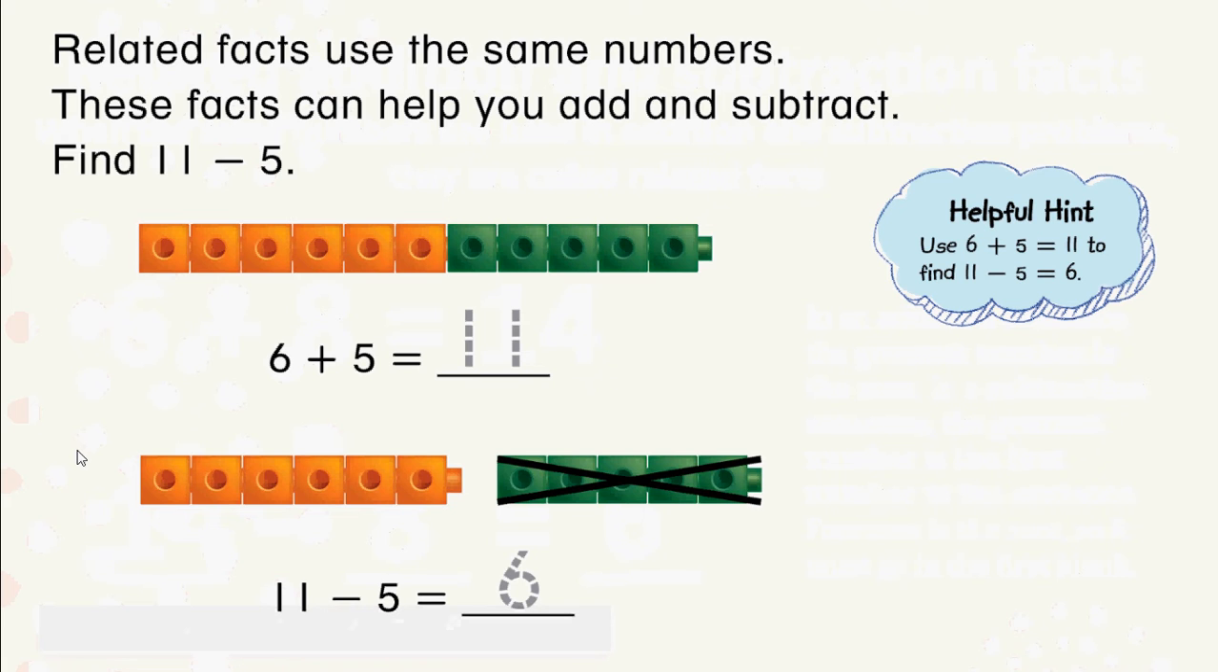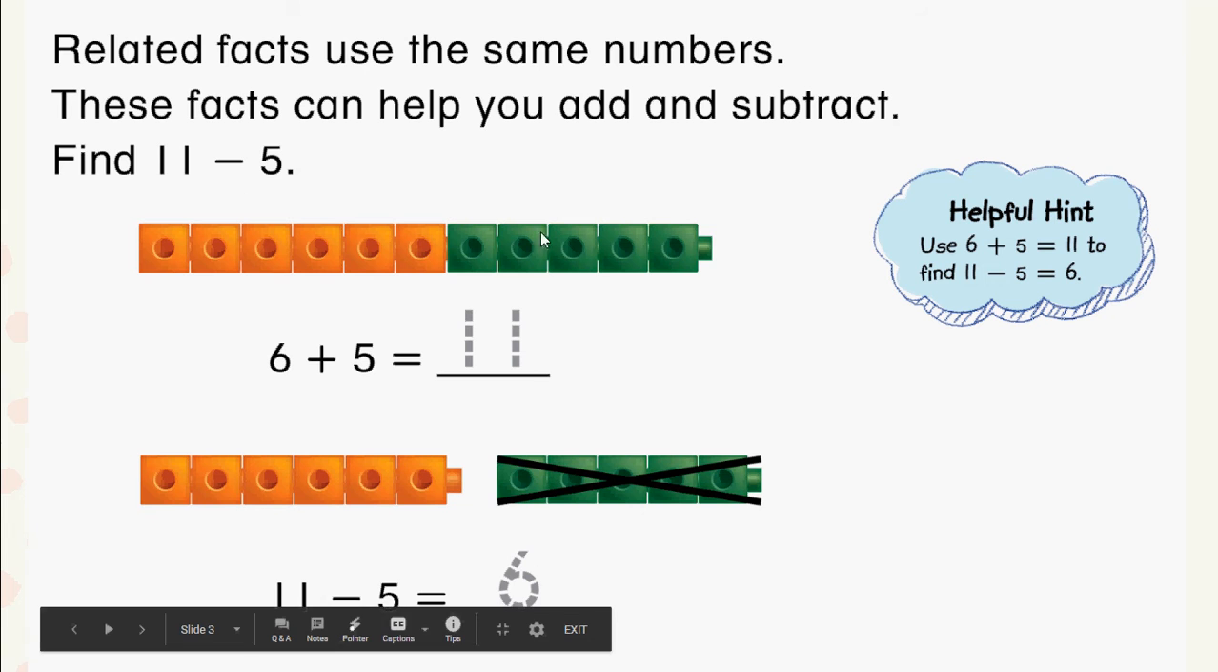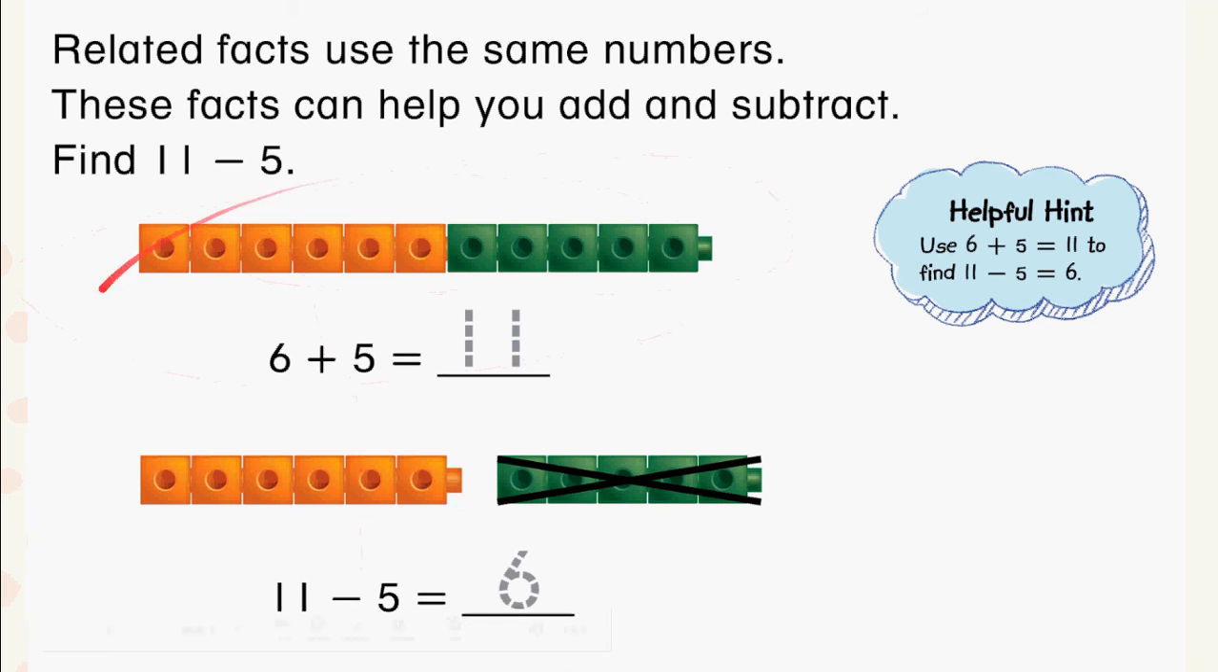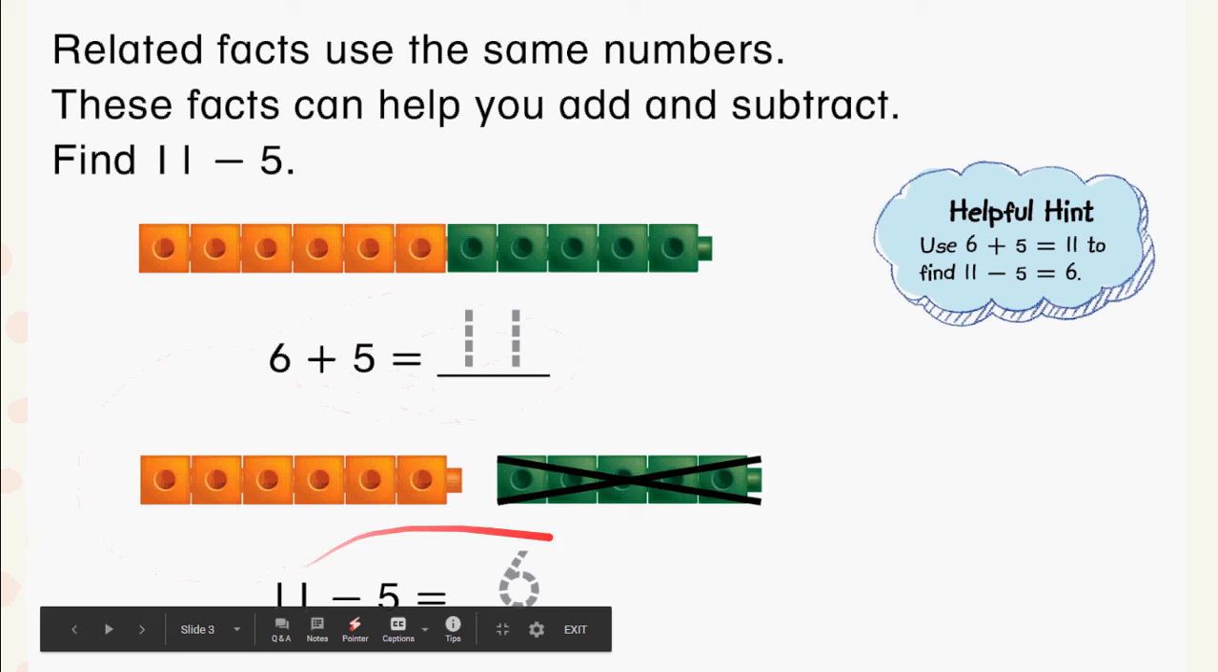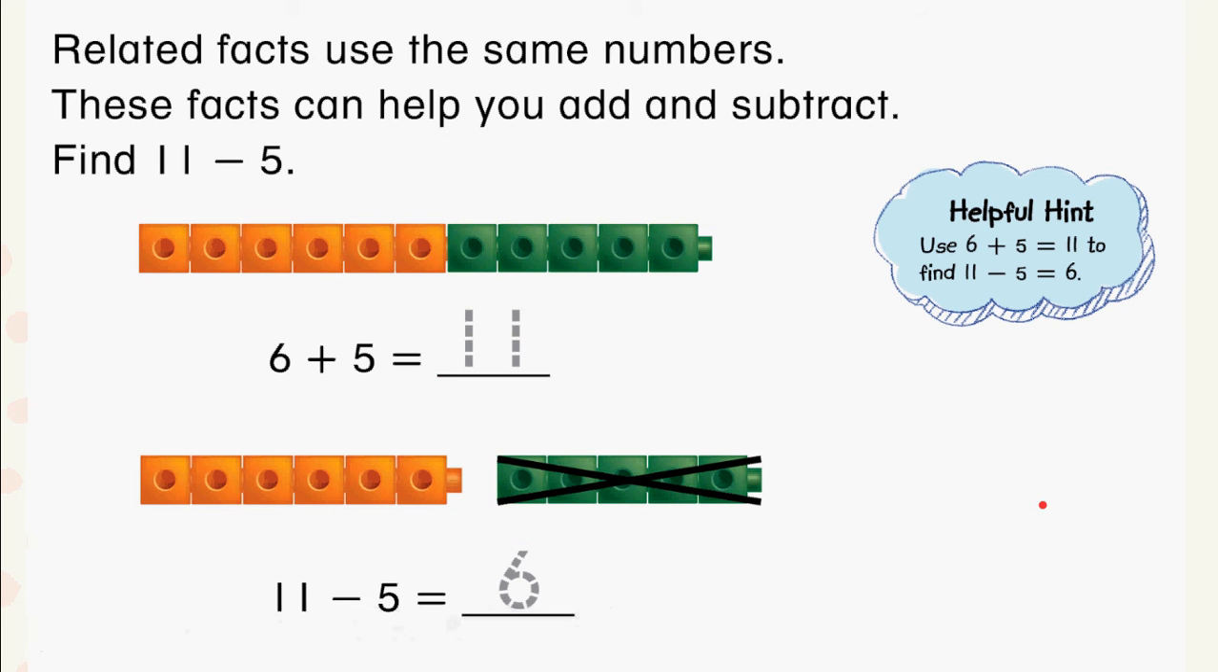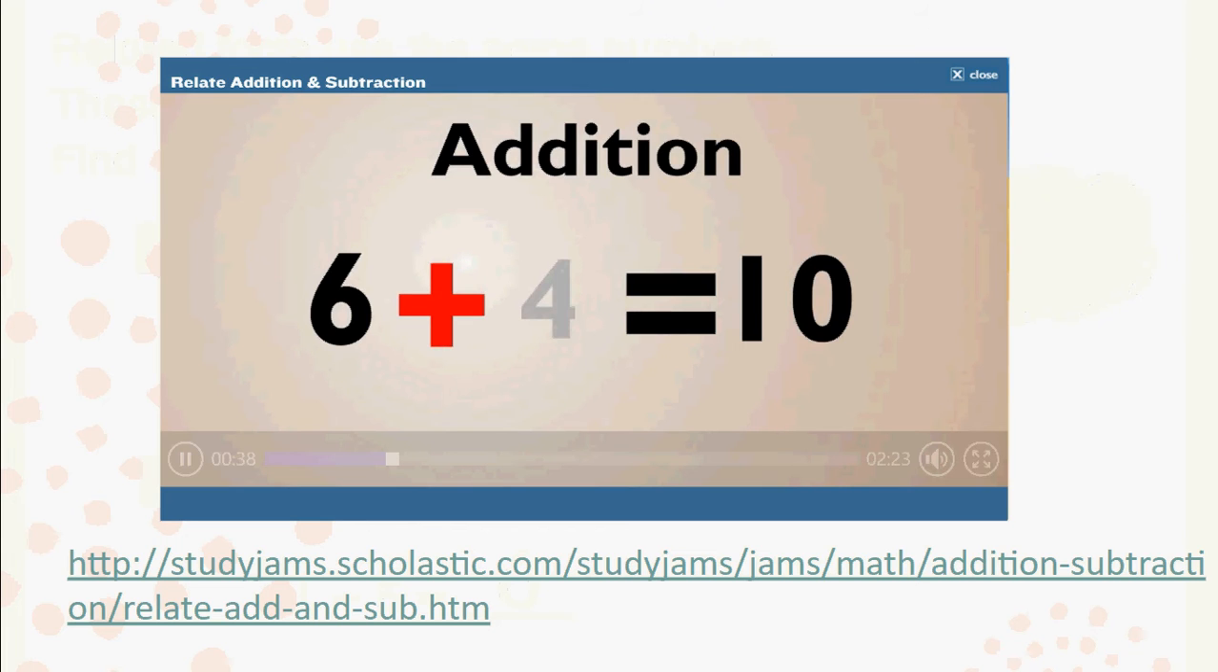Related facts use the same numbers. These facts can help you add and they can help you subtract. So if I'm using these counting cubes to show 6 plus 5, and I can see that 6 plus 5 is 11, now I can take my addition sentence and immediately create a subtraction sentence. These are related facts. They help you add and subtract, and they will come in very big use in second grade. This is a video that you can go in and watch. I will post the link for you to watch that.